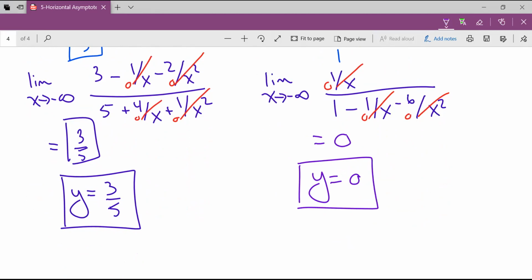Okay, friends, that's horizontal asymptotes and how you algebraically determine them. Next time, we're going to talk about slant or oblique asymptotes. Sounds like fun.